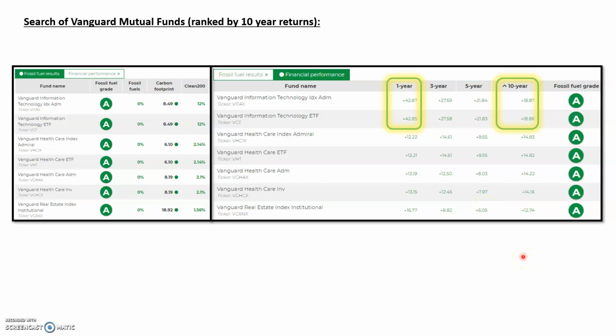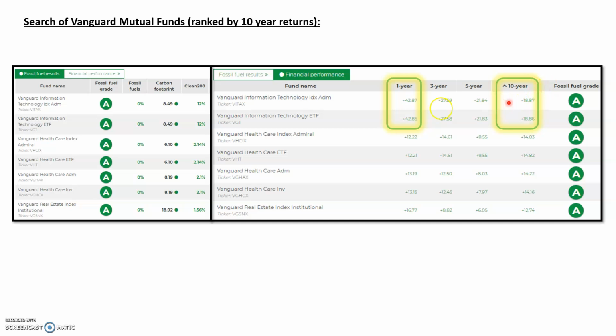So what I did is, after I found out that I wasn't invested in very good stuff, my initial thought was that I wouldn't think the socially and environmentally friendly funds would have high returns. So I went straight to financial performance. That's another nice feature on this website. You can click on financial performance, and what I did is I ranked by 10-year returns.